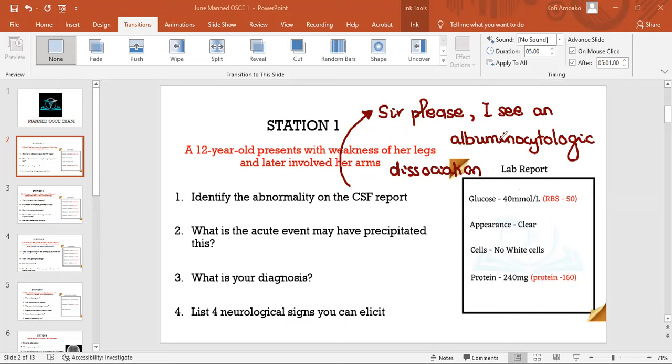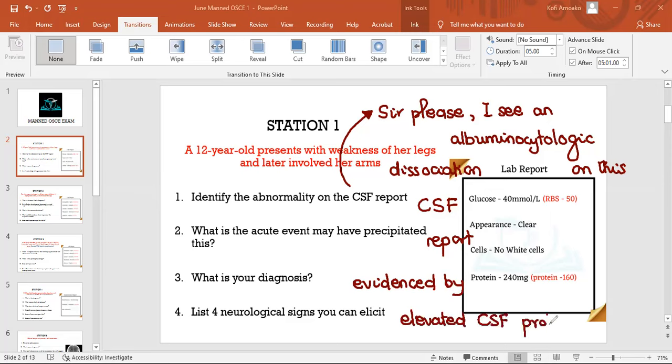You tell them, sir, please, I see an albuminocytologic dissociation on this CSF report. Say it confidently. Not, sir, please, I think I see. No. Command the atmosphere. It is only 5 minutes you are spending with them, and they can't use that 5 minutes to tell how good you are. You have to tell them how good you are within that 5 minutes. They don't have to decide that. Sir, please, I see an albuminocytologic dissociation on this CSF report, evidenced by elevated CSF protein but a normal white cell count. Have I communicated?